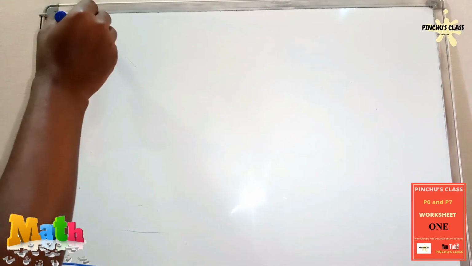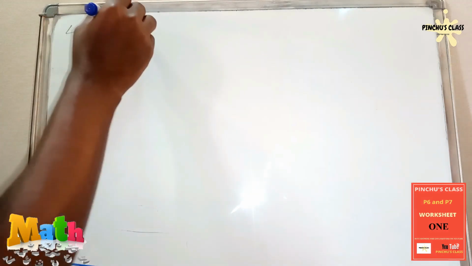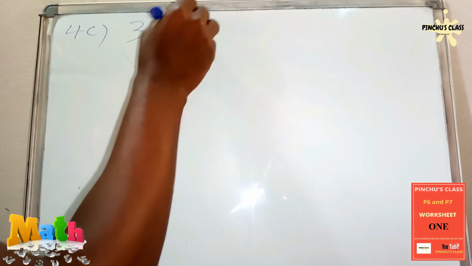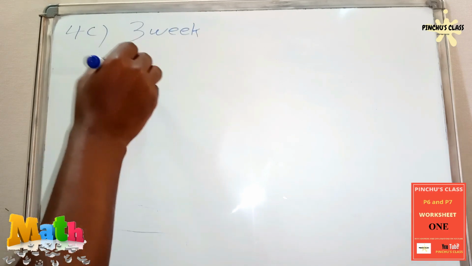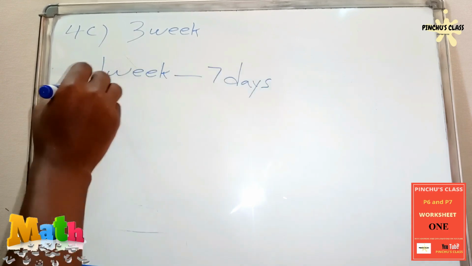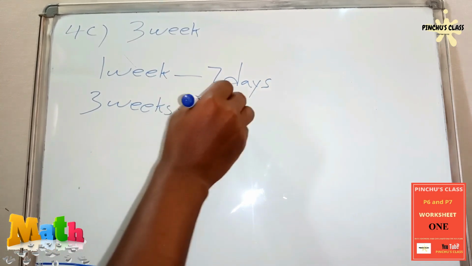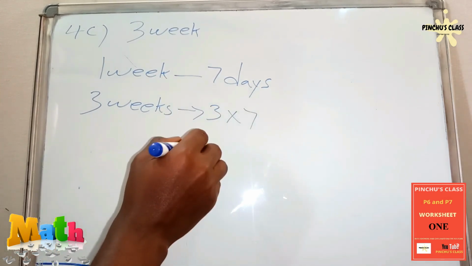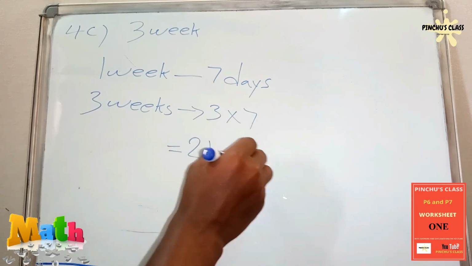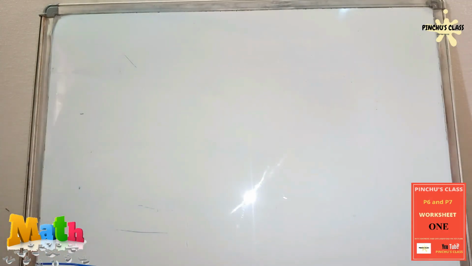For C, let's go to 4C. They have told us to find how many days make up 3 weeks. So 3 weeks, how many days? We know that 1 week has 7 days. Therefore 3 weeks have 3 times 7, which gives us 21 days. Let's go to number 5.